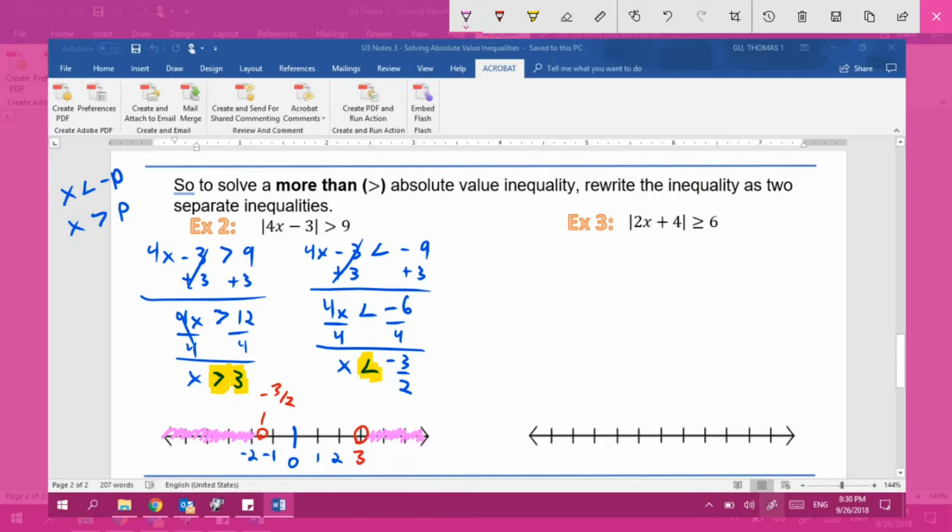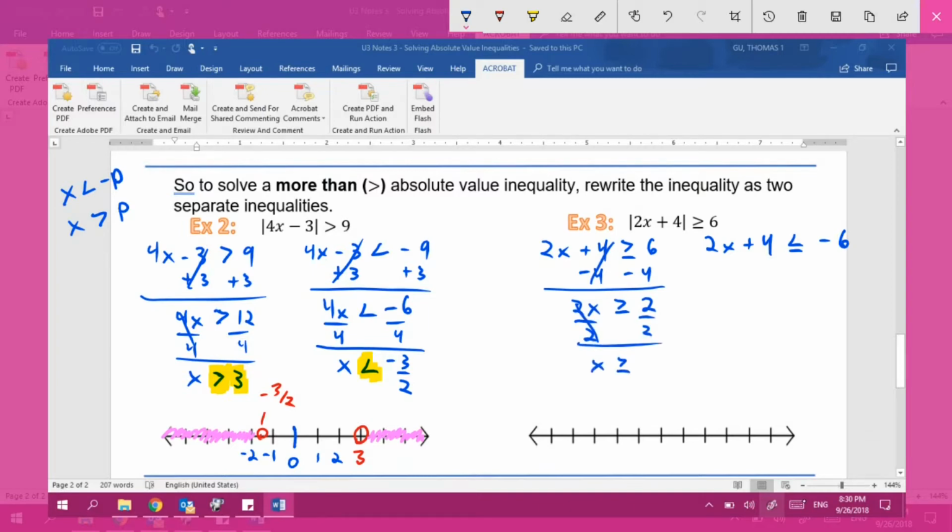All right, example 3. Let's go ahead and write our 2 equations. One of my equations is going to be just as is. 2x plus 4 is greater than or equal to 6. What's my other equation going to be? It's going to be 2x plus 4 is less than or equal to, I switch the direction of the sign, and negative 6. I put the negative version. And let's solve. We're going to subtract 4 from both sides. That leaves me with 2x is greater than or equal to 6 minus 4, which is 2. Then divide by 2. And that leaves me with x is greater than or equal to 1.